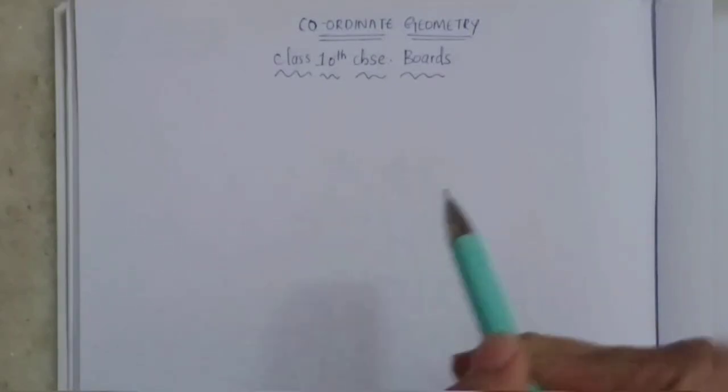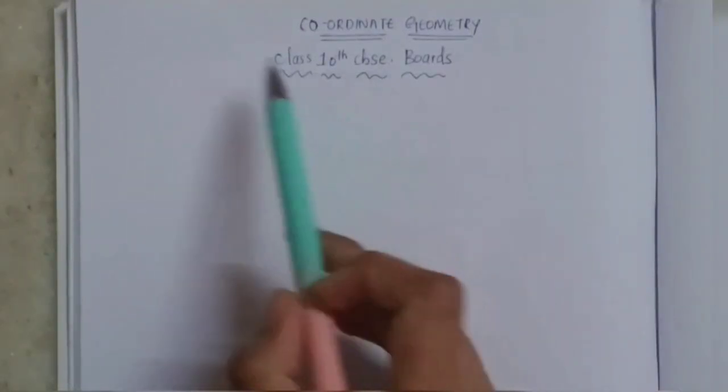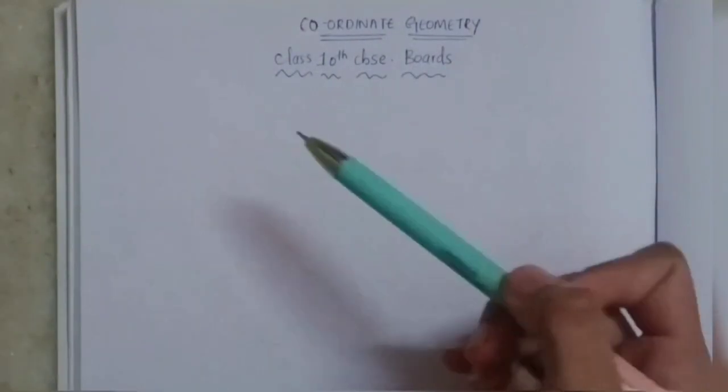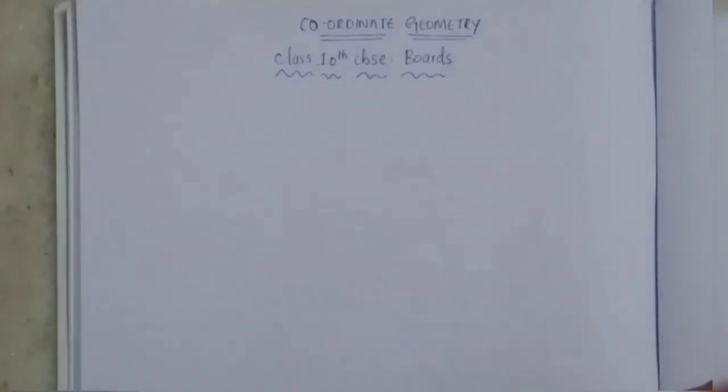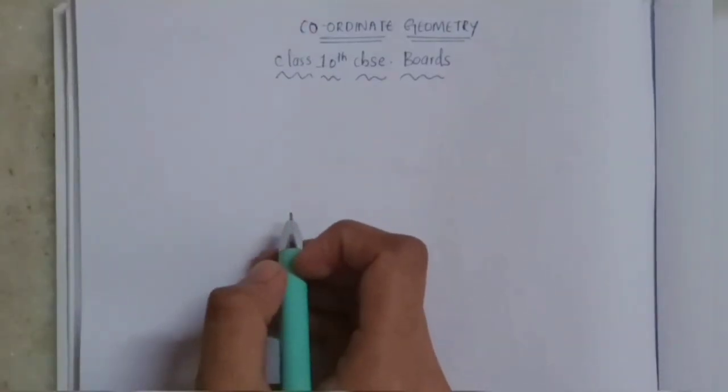We will discuss one of the most important chapters in maths, which is coordinate geometry. This is for class 10 CBSE boards, and believe me, it is one of the most weighted chapters, in which you can gain about 8 marks. Right, so we'll discuss it in parts.